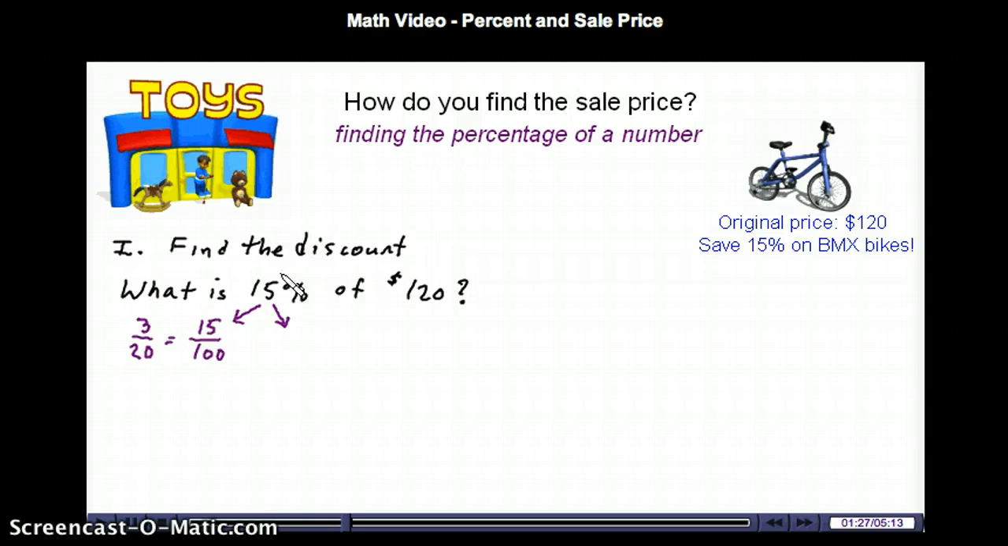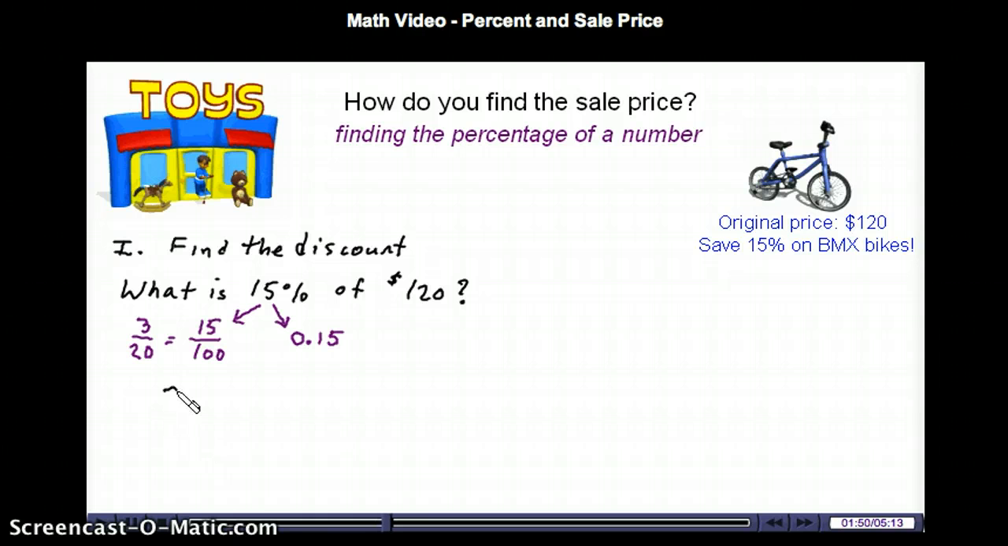I could also change the percentage to a decimal. And to do that, I just divide the percentage by 100. So 15 divided by 100 is 0.15 or 15/100. So now I can multiply $120 by either the decimal form of the percentage or the fraction form. I'm going to solve this problem by using the fraction form.